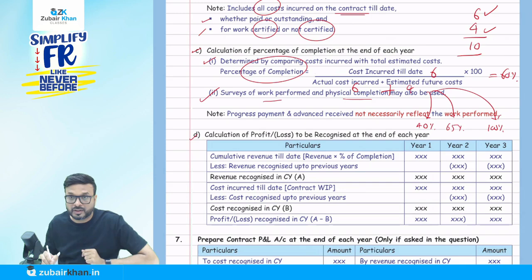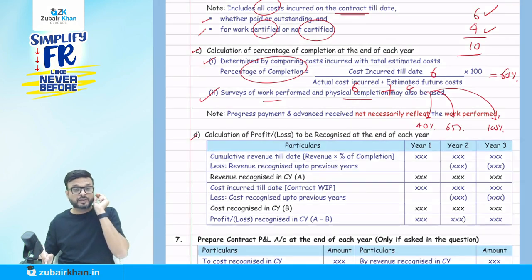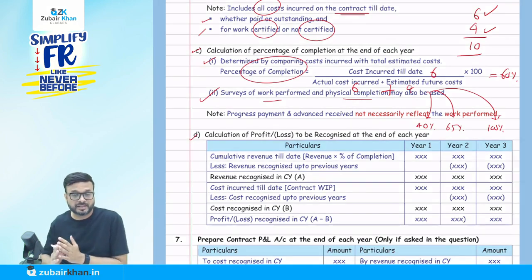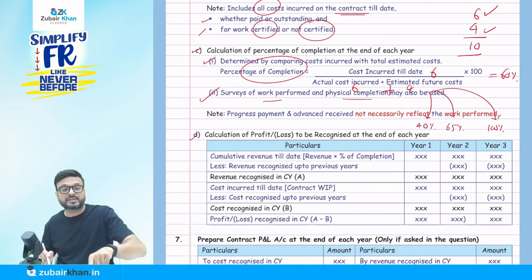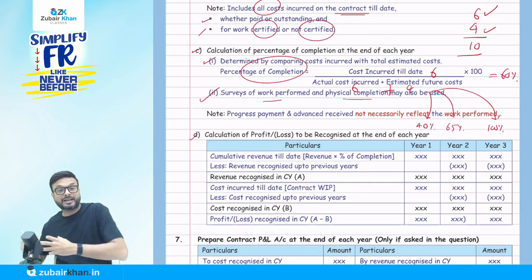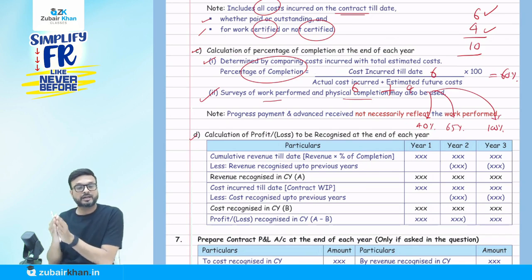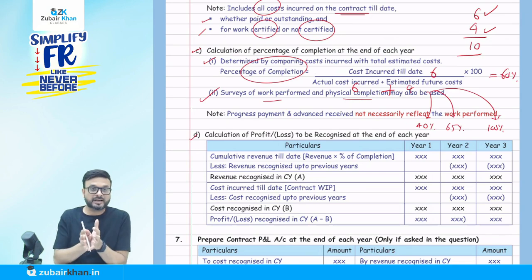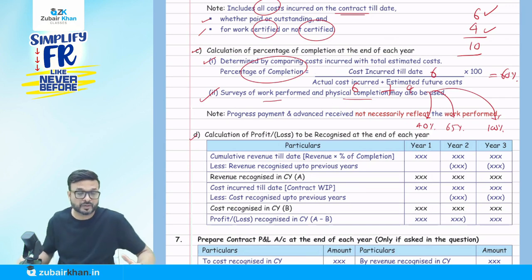When I say 40% work has been completed at the end of the first year, and at the end of the second year 65% work has been completed, what does 65% mean? That is on a cumulative basis. This 65% is not specifically for the second year. It means by the end of the second year, the total work which has been completed is 65%. And by the end of the third year, the total work which has been completed is 100%. So 100% is not exclusively for the third year.